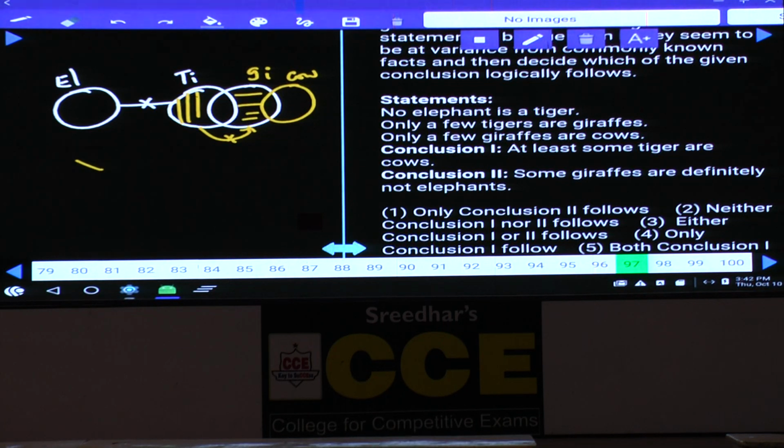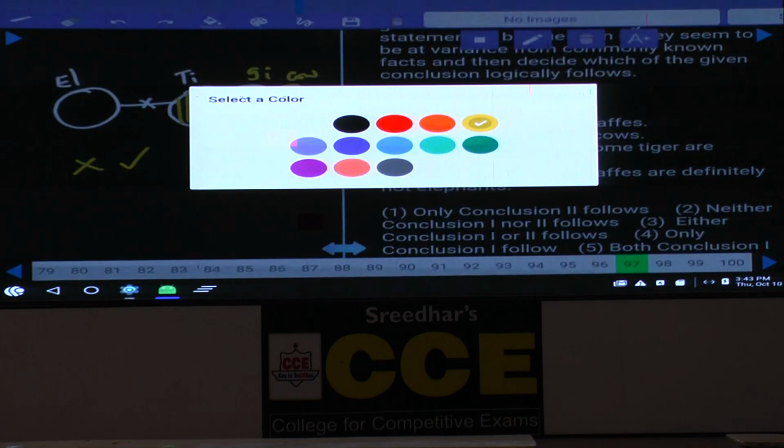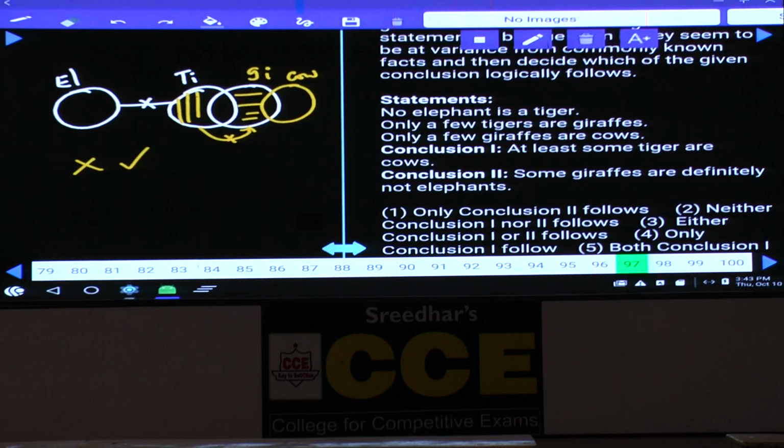Some tigers are cows, that is false. And some giraffes are not elephants. Some giraffes are not elephants, as of now it is true. Now in order to make this one false, you need to draw the diagram, all giraffes are elephants. Is it possible to draw like that? No. If you draw all giraffes are elephants like this, now this intersection between tiger and elephant should not be there. Alternate diagram cannot be drawn, this will be true forever. Hence only conclusion 2 follows, it is given in choice 1. 97, choice 1.